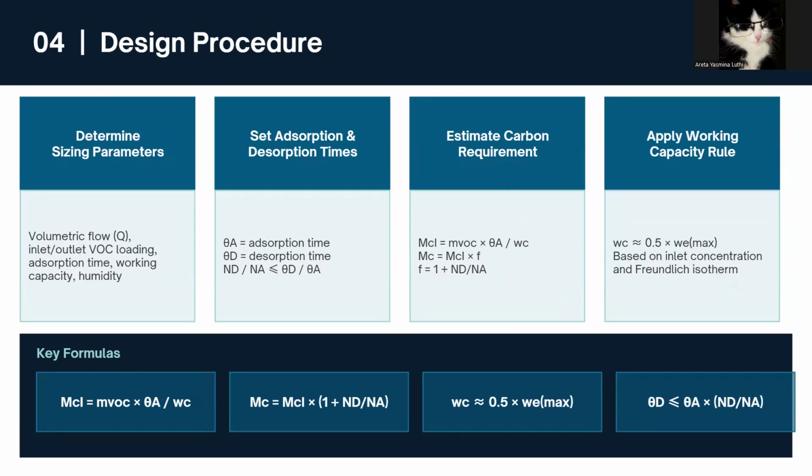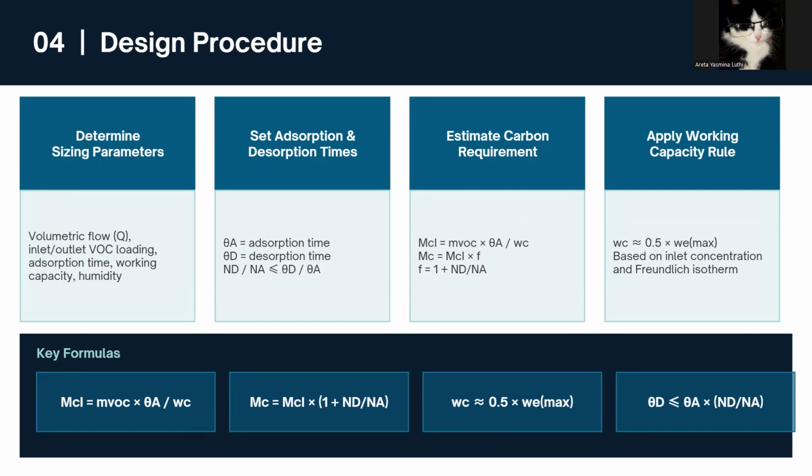And then for the design procedure, the first step is we need to determine the sizing parameters. So we define the design basis: the volumetric flow rate, inlet and outlet VOC loadings, desired adsorption time, working capacity, and also gas humidity, since the moisture competes with the VOCs for adsorption sites. Then the second one, set adsorption and also desorption times.